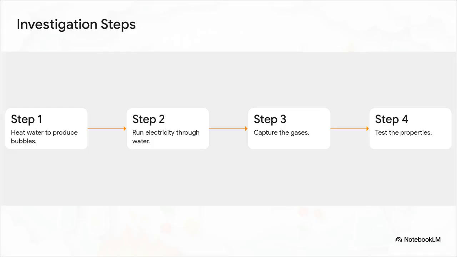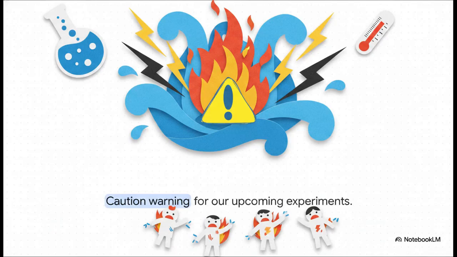So, here is the game plan. Step 1, we're going to heat water to produce bubbles. Step 2, we're going to run electricity through water to produce a different set of bubbles. Step 3, and honestly, this is the ultimate challenge, we have to safely capture those gases from both of those reactions. Because think about it, if they just escape into the room, we can't study them. And finally, step 4, we test the properties of the captured gases. Because if the properties of the two gases are different, we know we've created two entirely different substances from the exact same starting material.